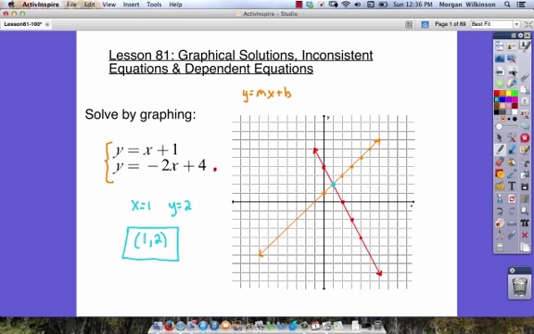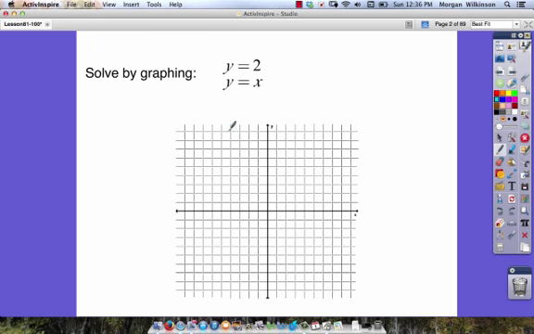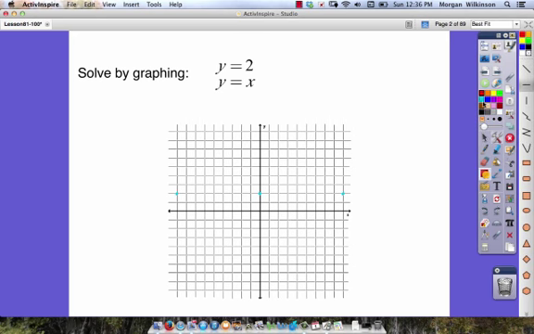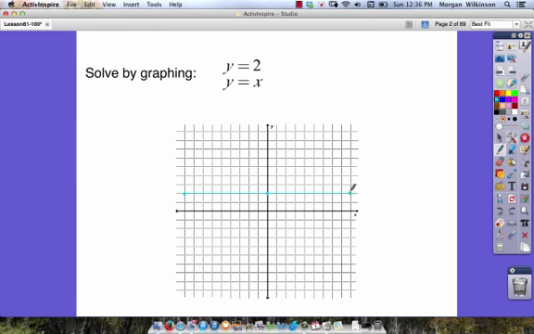Let's look at another one. Let's solve by graphing again. So first we have y equals 2. If we have y equals 2, that means all y values are 2. Here's 2 on the y. Here's a 2 on the y. All the way across would also be a 2 on the y. So let's take our straight edge, and we've got our first line, y is equal to 2.